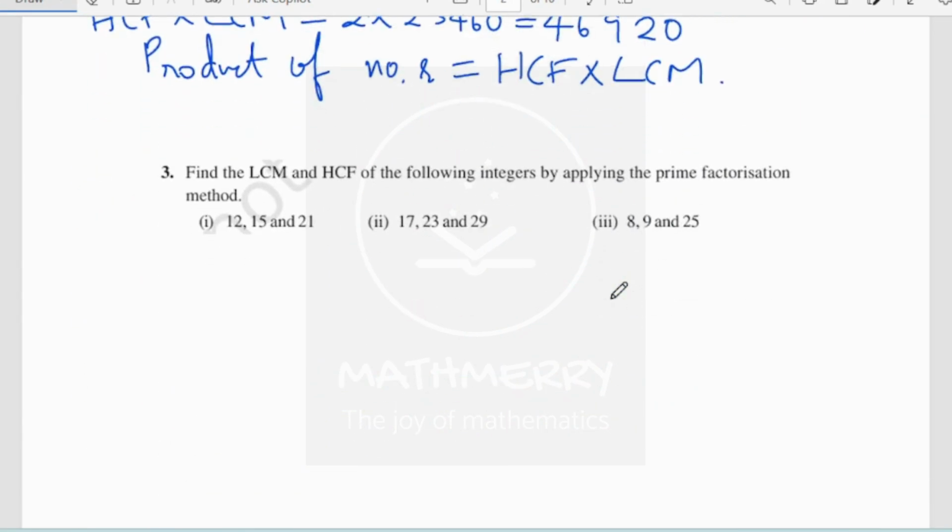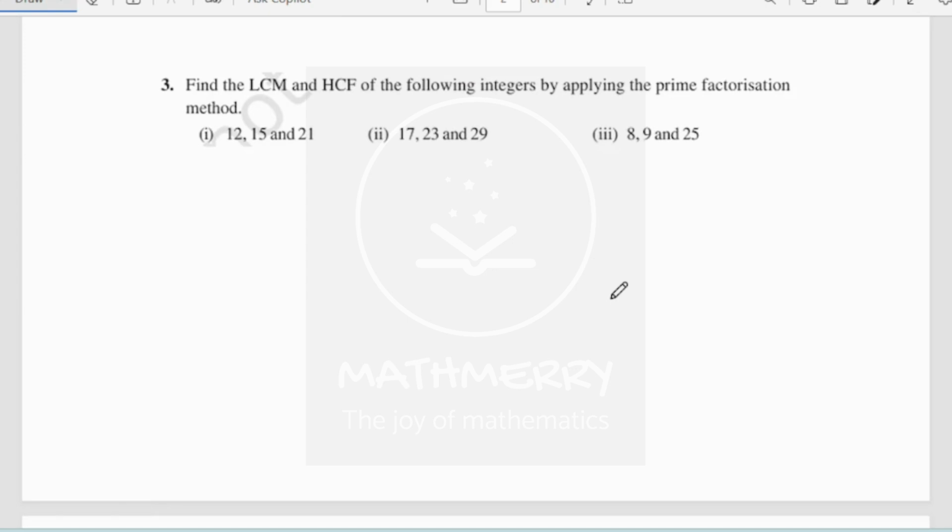Now moving to the third question. So the third question is about finding the LCM and HCF.